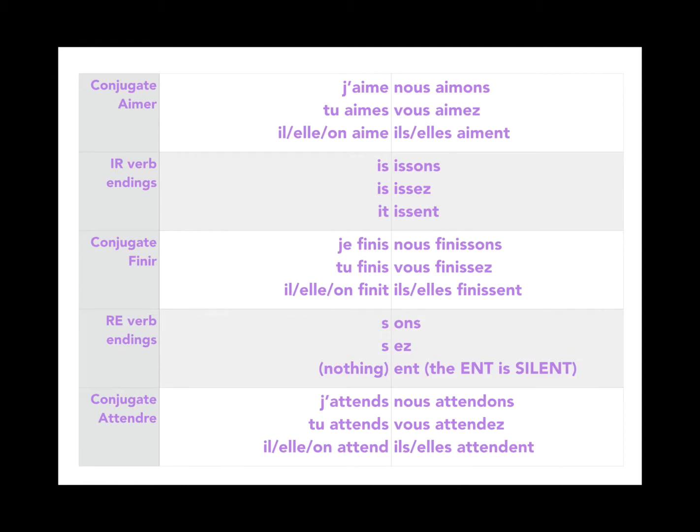Now, if you don't remember what aimer, finir, and attendre mean, aimer means to like or to love, finir means to finish, and attendre means to wait.